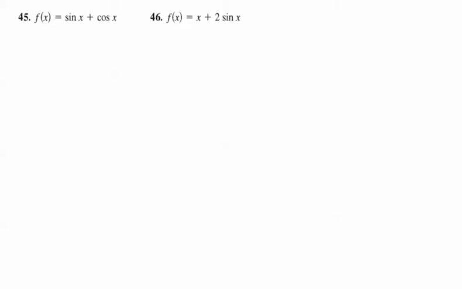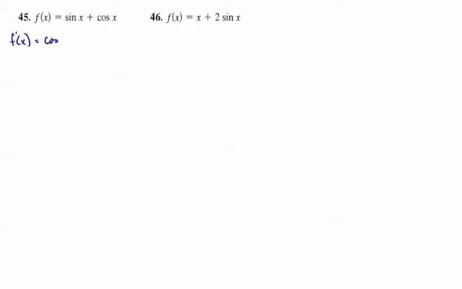Number 45. Again, we're looking for critical numbers, intervals of increasing, decreasing, relative mins and maxes, and using the graphing calculator to verify. So we'll start off with number 45. Both sine and cosine are continuous and differentiable everywhere, so there are no special features that we have to watch out for. And the derivative.